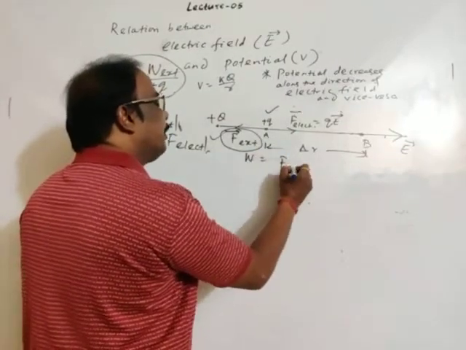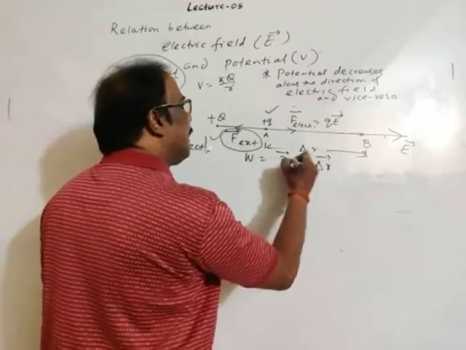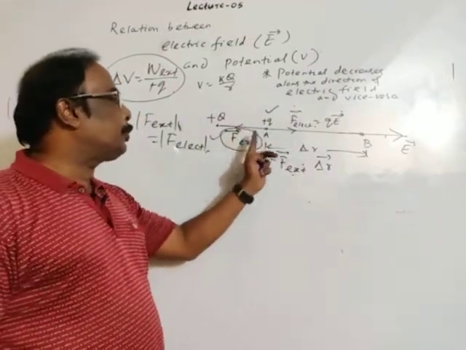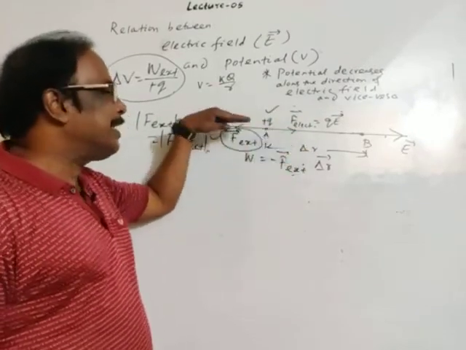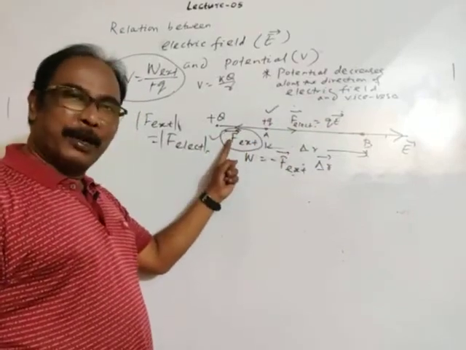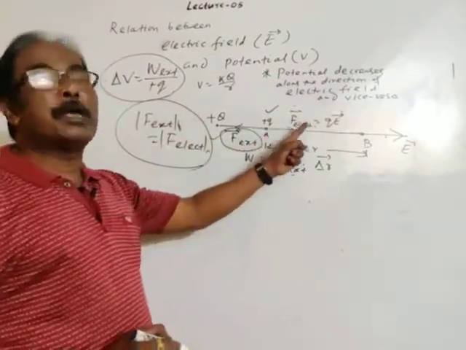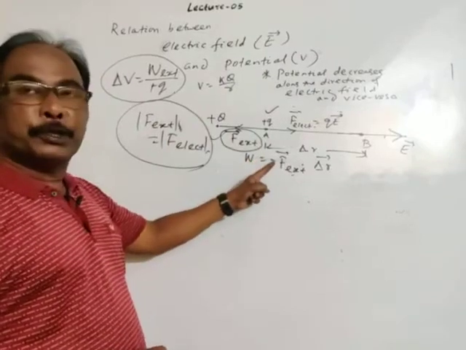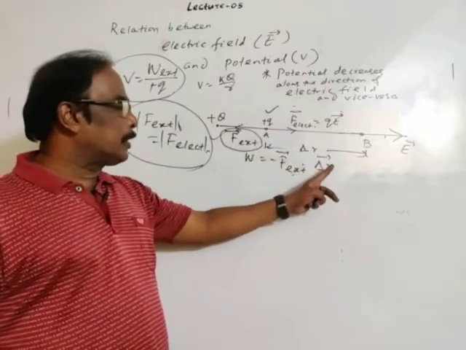Due to the external agent, work is the external force dot displacement, delta r. Here we will take the external force as negative, as it is opposite to the direction of the force due to the electric field. This is the force experienced by the charge due to the electric field. We are applying an external force so as to move the charge with uniform speed. Magnitude should be equal and direction should be opposite. So work is equal to external force dot displacement.